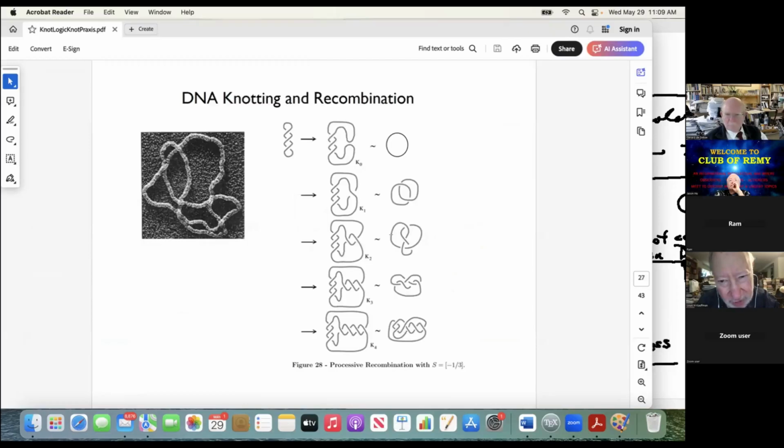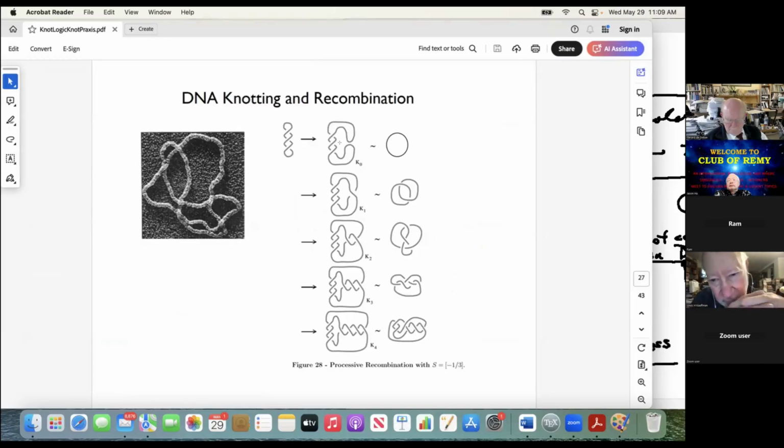And I did mention this. This is an example of what people can do experimentally with recombination. In recombination, there are enzymes which will take a bit of DNA and another bit of DNA and cut it and then resplice it in a different way so that this one goes here and that one goes there.